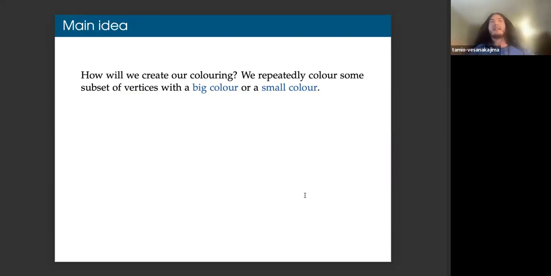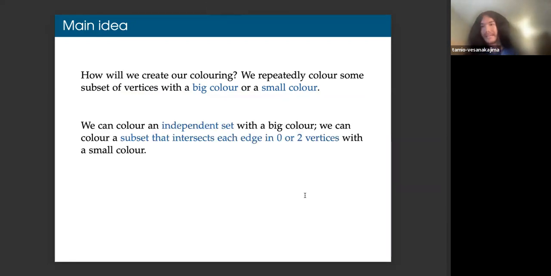What's our main idea in this algorithm? How are we going to create our coloring? Well, at every step, we're going to either color some subset of the hypergraph with a big color or with a small color. And then we're going to continue recursively in such a way that we can always be guaranteed that the edges are colored properly. So in the case of the big color, we're going to color an independent set with the big color. In this way, all the edges that touch the color we use are going to be correctly colored, since the big color is the unique maximum in that edge.